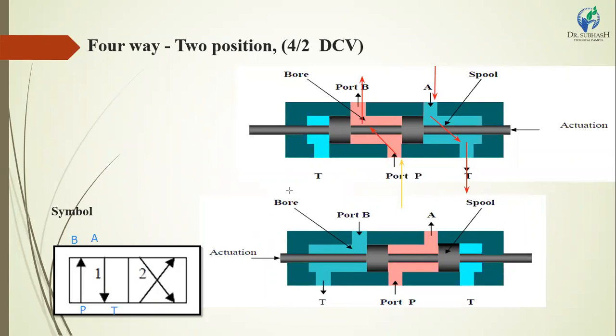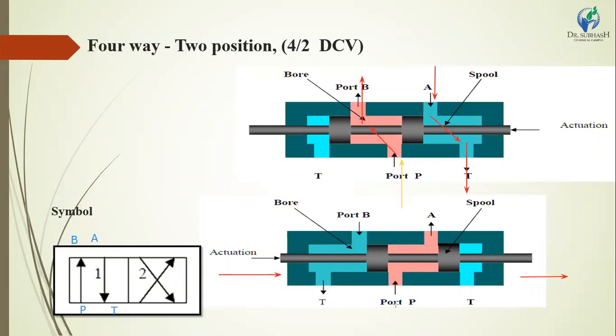Then the position is changed by actuation; we can change to position number 2. We have to move the actuation method. We have to push this spool in the right-hand side direction. The spool moves totally from this original position to the right-hand direction. At this time, the inlet and outlet ports change their positions, meaning we change the flow direction.